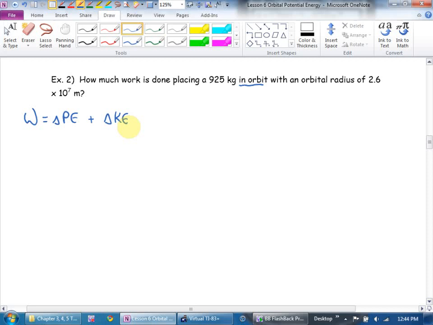What's change in anything? What's change in anything? I'm going to treat these separately. Let's do the change in kinetic first. A half m v in orbit squared minus a half m v initial. Oh, wait a minute. Before we launch, how fast are we traveling? But that velocity is orbital velocity. How do I find that? We did it last lesson. How did we find orbital velocity or orbital speed?